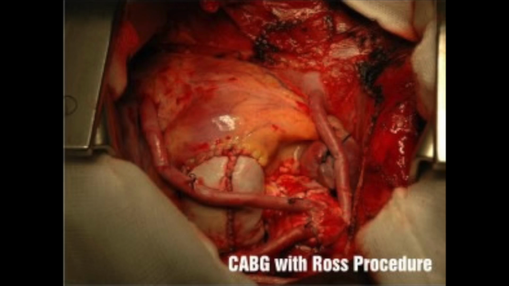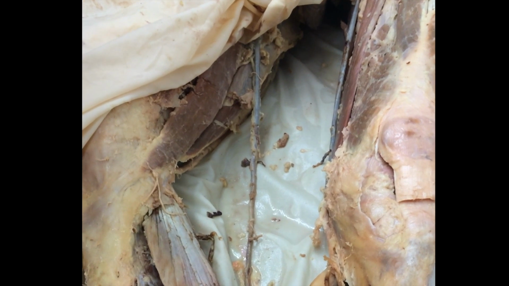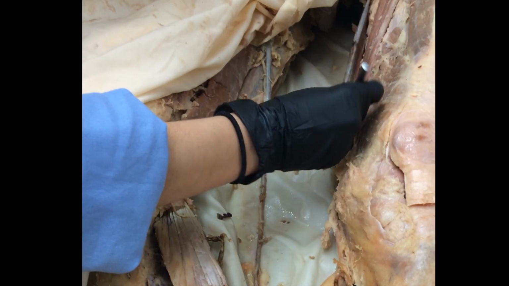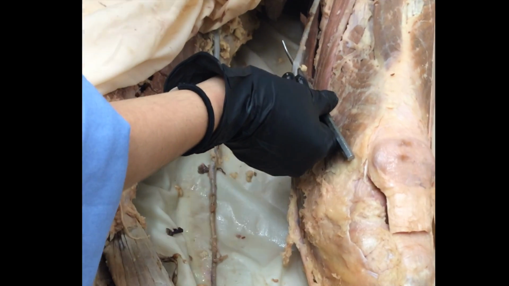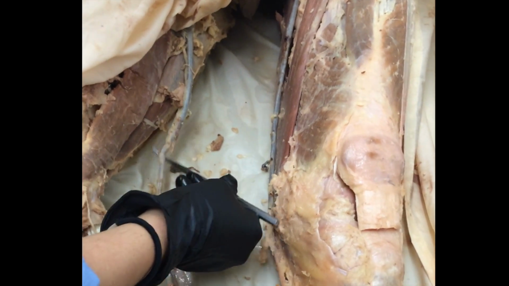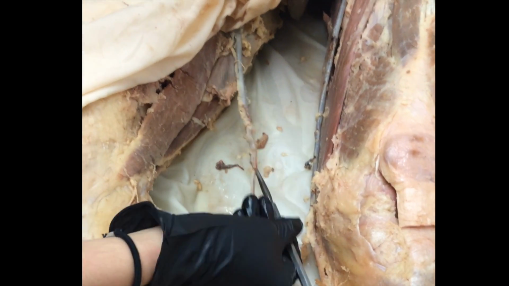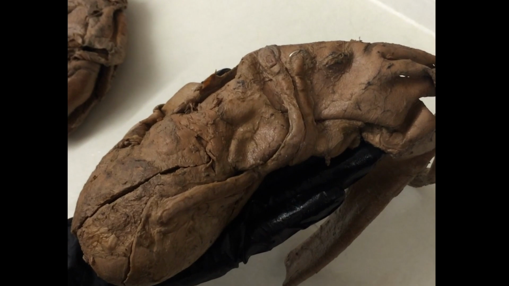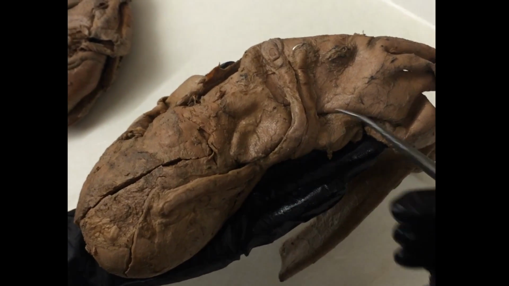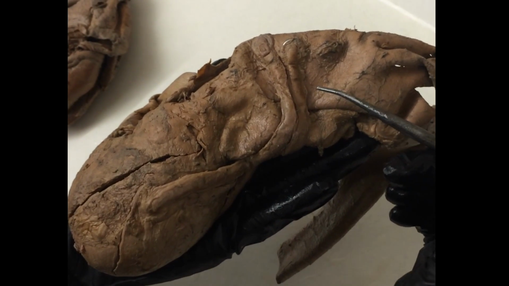Coronary artery bypass grafting is one treatment for coronary heart disease. During coronary artery bypass grafting, a healthy artery or vein, most commonly the great saphenous vein, as you can see here, is connected or grafted to the blocked coronary artery. The grafted artery or vein bypasses or goes around the blocked portion of the coronary artery.